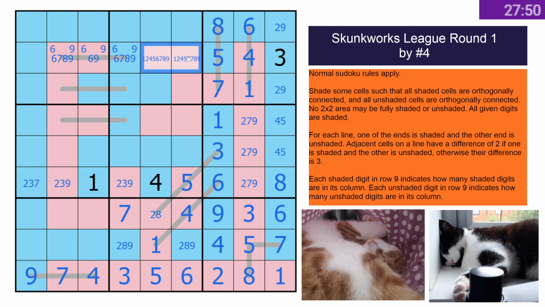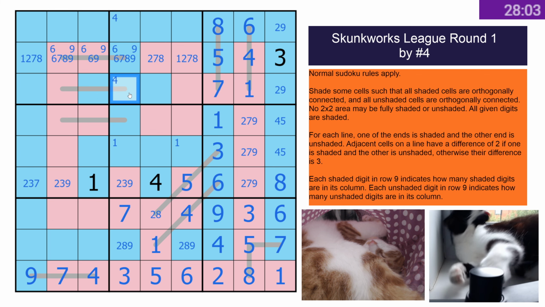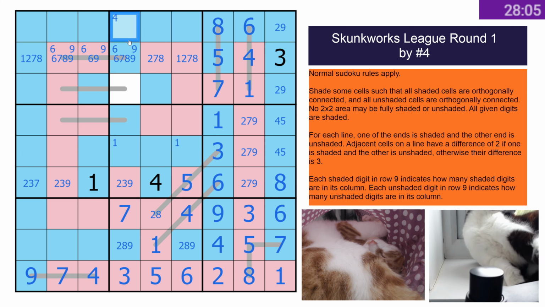Nice. 1, 2, 7, and 8 on the edges. Thought there were some 1s that were given, but not quite. That 4 could be interesting. Ooh, look at that. Whoa, hello. It's a 4, 5 pair.